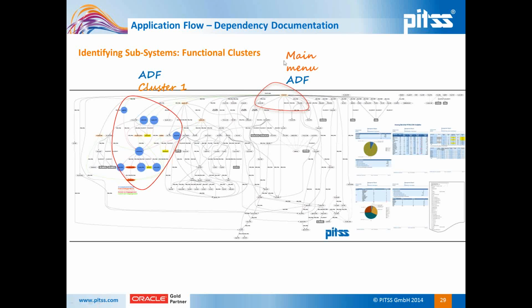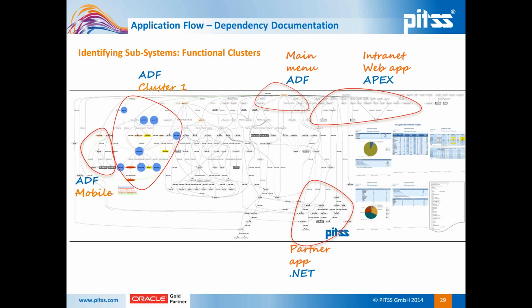We also said, okay, let's migrate the menu also to ADF, but keep other parts of the application in Apex. Here we could replace it with a partner net that was already written in .NET. Here was a mobile part he would like to have as a mobile app, and he kept the core application in Forms at the beginning. So all this was very easily incorporated in parallel, but we also had to consider this in the architecture.